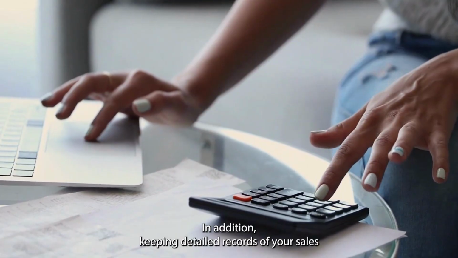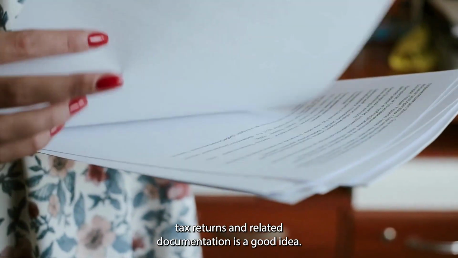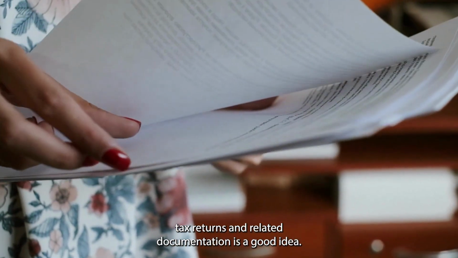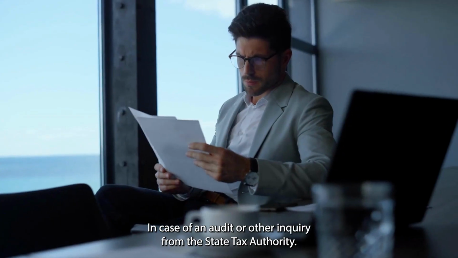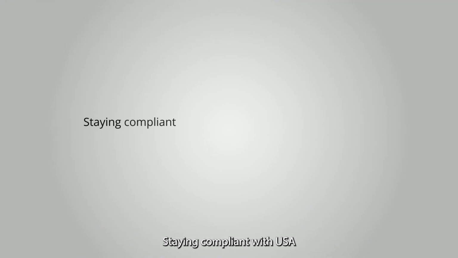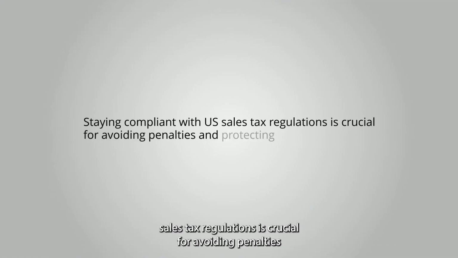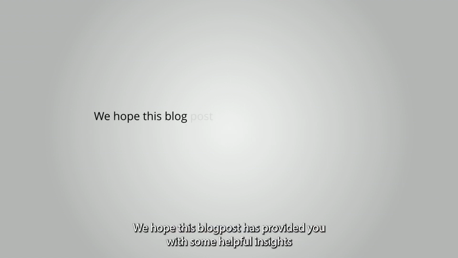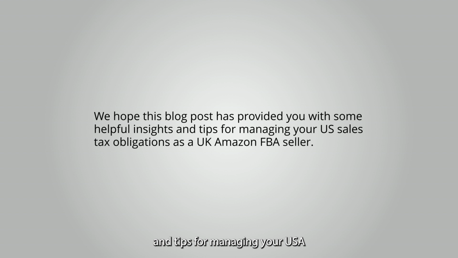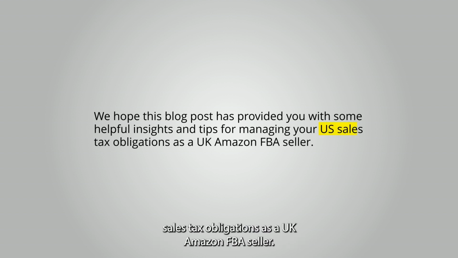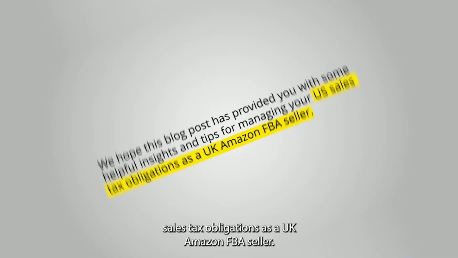In addition, keeping detailed records of your sales tax returns and related documentation is a good idea in case of an audit or other inquiry from the state tax authority. Staying compliant with U.S. sales tax regulations is crucial for avoiding penalties and protecting your business. We hope this video has provided you with some helpful insights and tips for managing your U.S. sales tax obligations as a UK Amazon FBA seller.